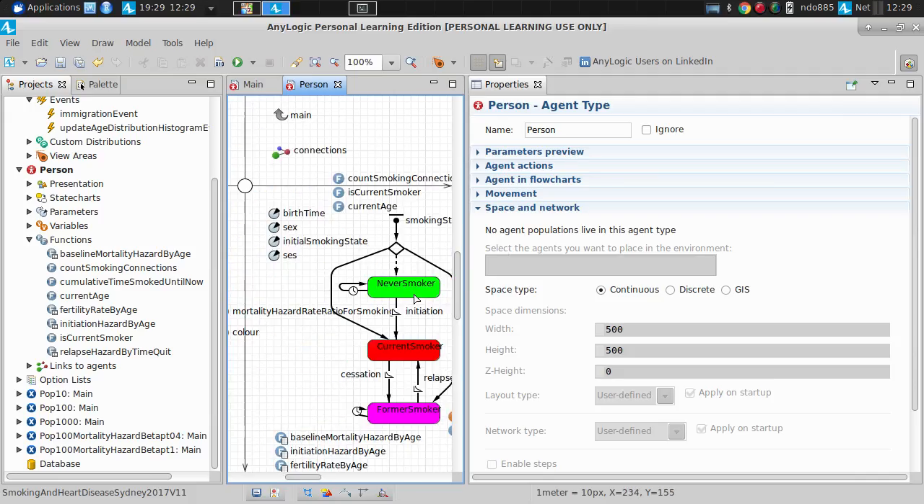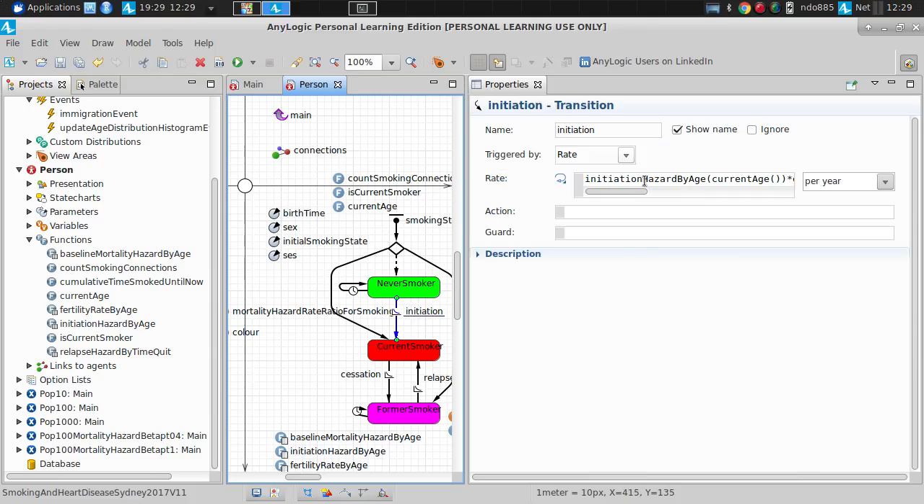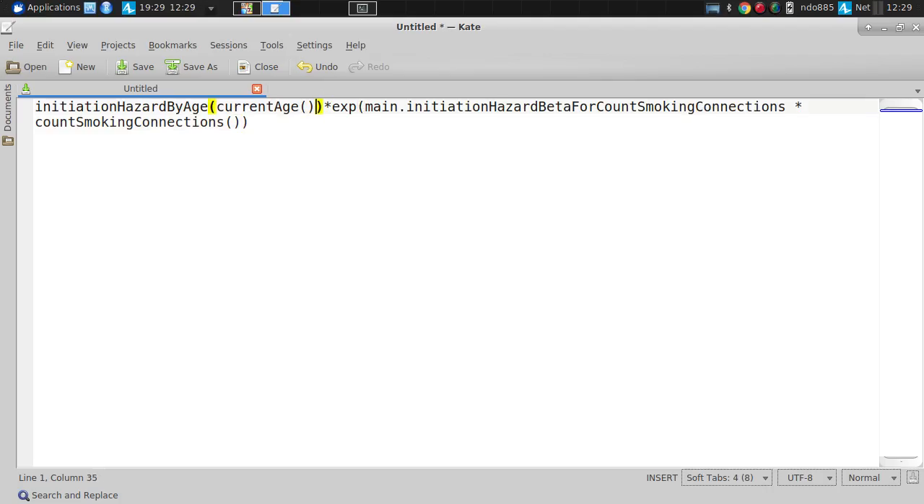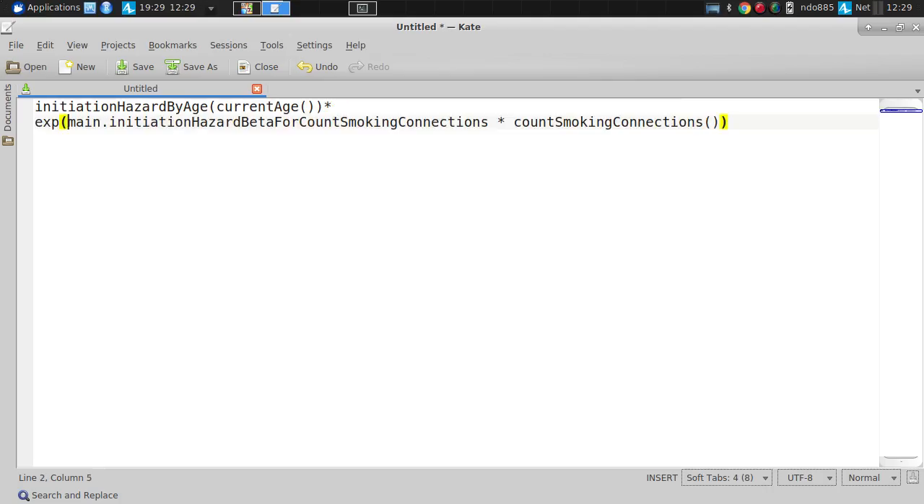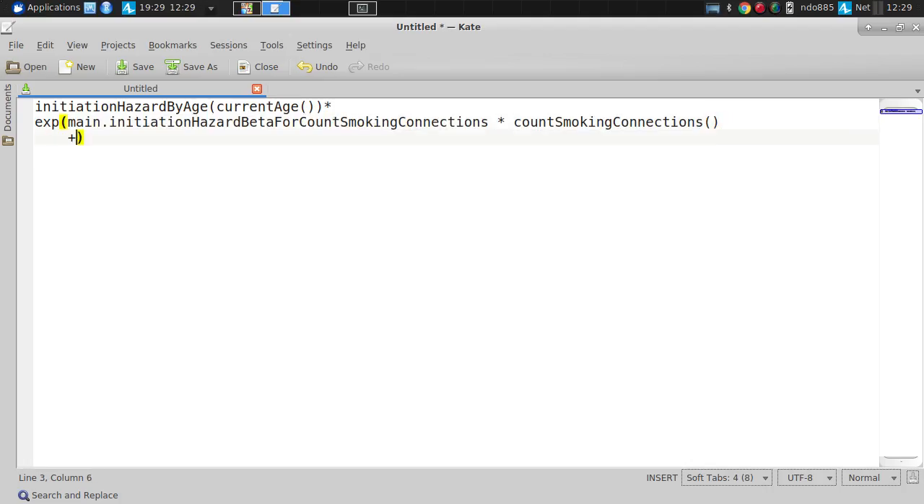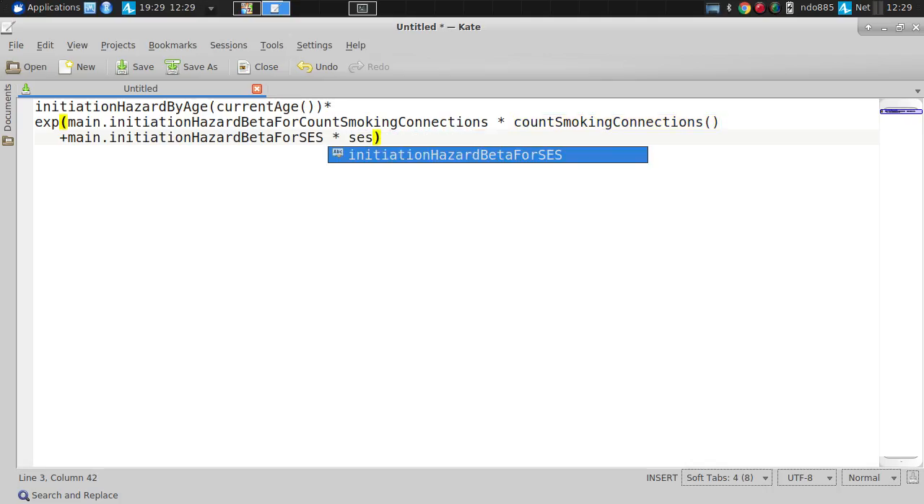Okay, ladies and gentlemen, let's go to initiation. And now let us expand our components here. Okay, here we go. Boom. So I'm going to write this out. Now, instead of just having that, we're going to have a further term. Plus, and this is going to be something like this. Initiation hazard beta for SES times what? SES. My SES. That's all there is.